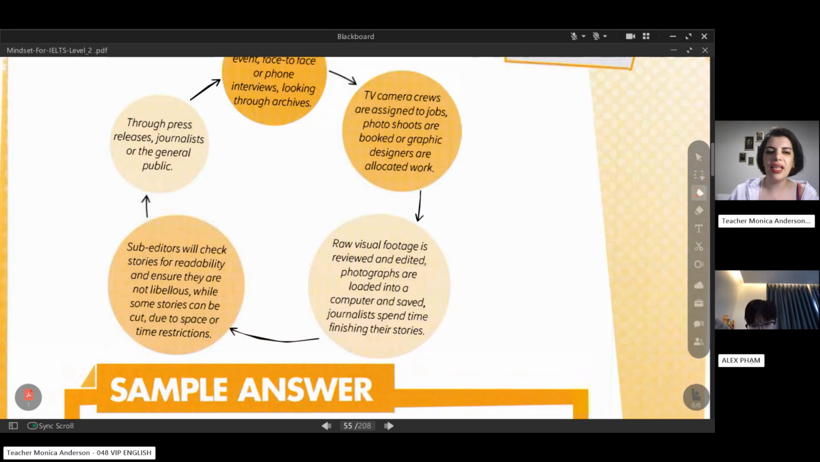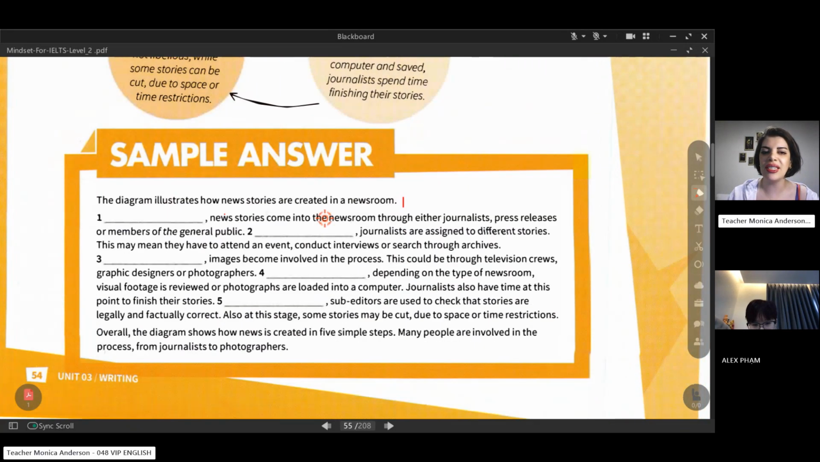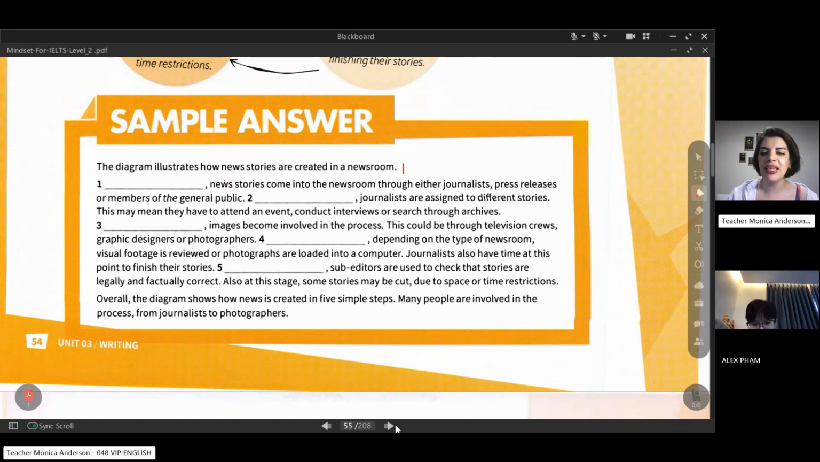I couldn't see the sample answer. Just have a look. Just have a look at this word, and then scroll down, and you can see the sample. Okay.